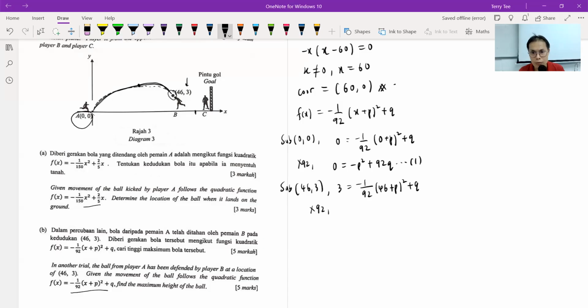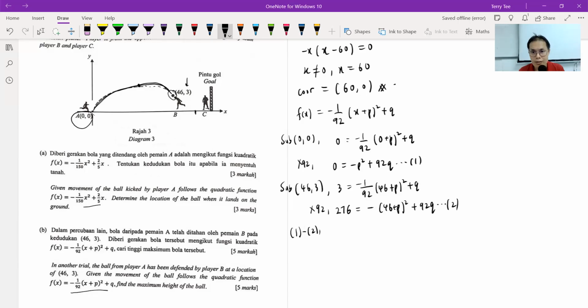This is 276 equals negative (46 plus p) squared plus 92q. Equation number 2. Okay, I think we can solve equation 1 and 2, right? By subtracting them. Maybe we take equation 2 minus equation 1, or equation 1 minus equation 2 also can. I think equation 1 minus equation 2.